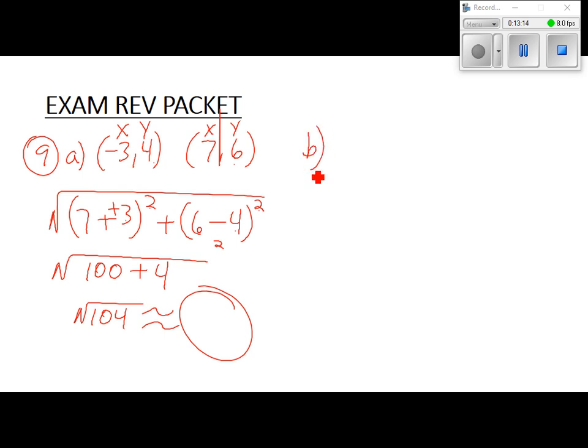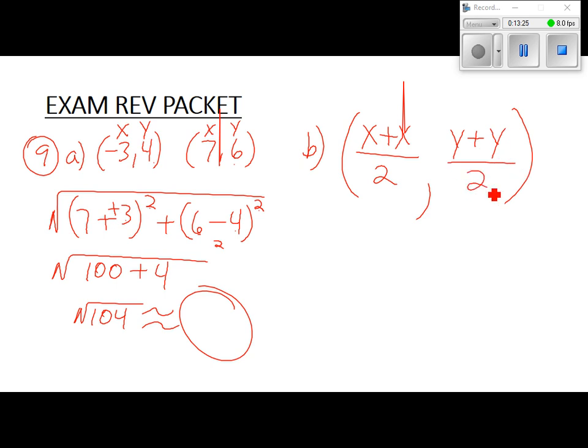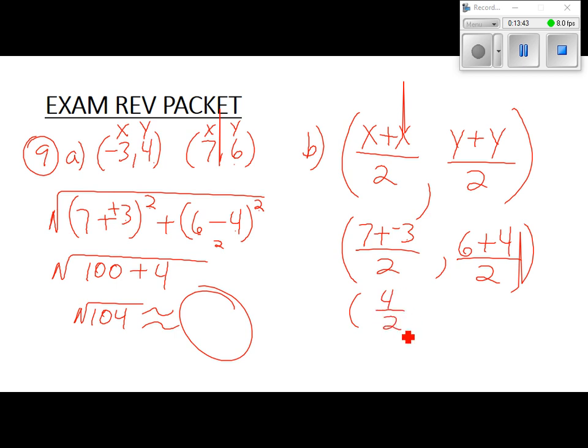And for part B, they wanted the midpoint. Midpoint formula is just this. You add the x's together, divide by 2. Add the y's together, divide by 2. So our x's are 7 plus a negative 3 divided by 2, and our y's are 6 plus 4 divided by 2. 7 plus a negative 3 is 4 divided by 2. 6 plus 4 is 10. We're going to divide that by 2. Remember, you should get 2 answers here for a midpoint. I'm going to let you do the division and fill in your 2 answers there for x and y.